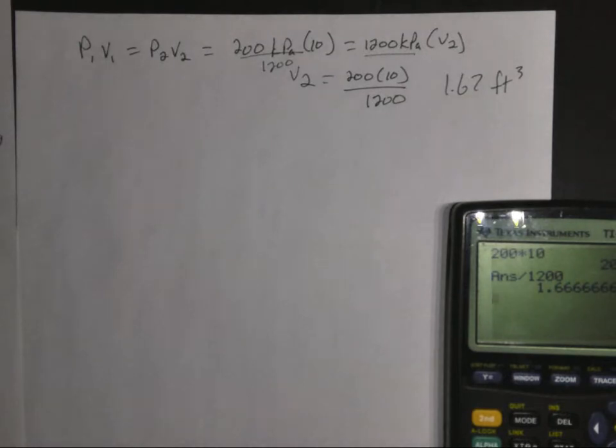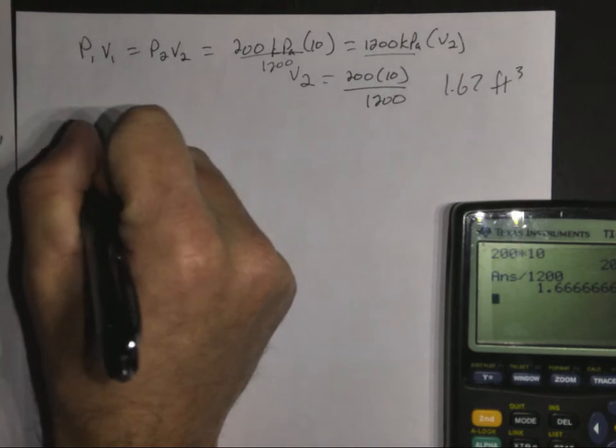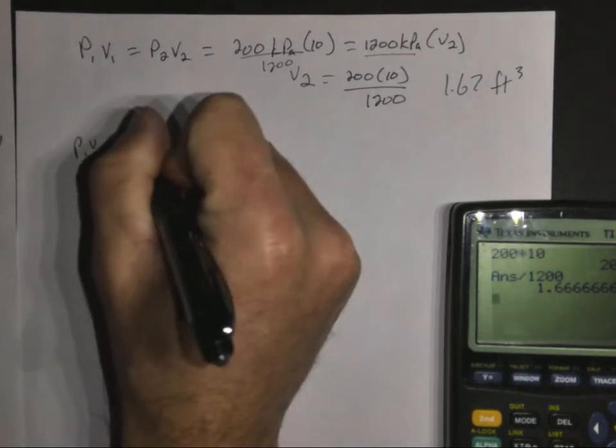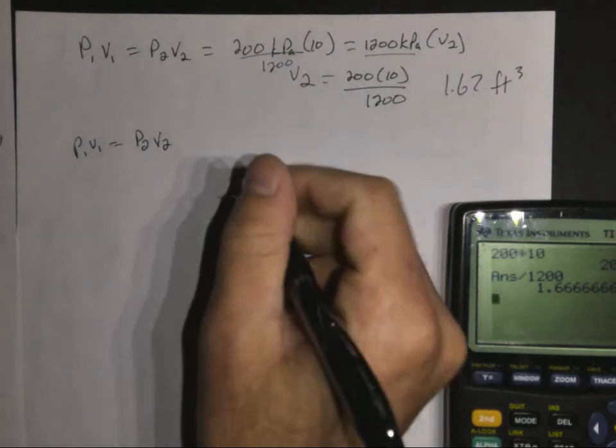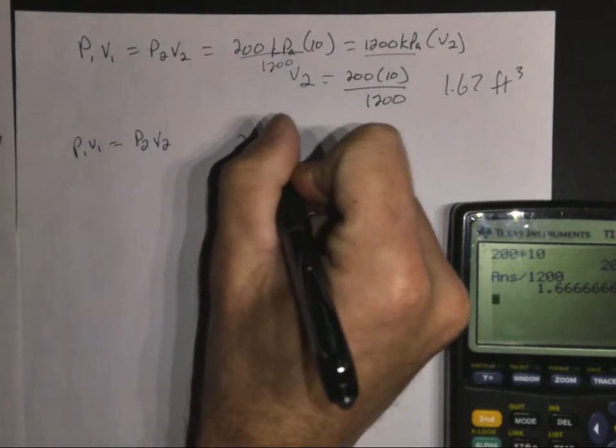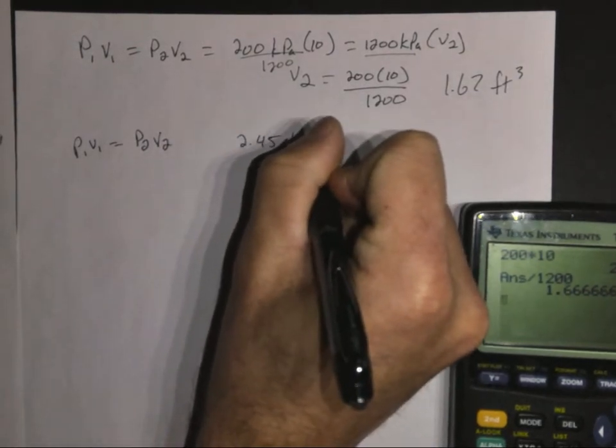Problem number 4 says 45.3 liters of hydrogen sulfide gas is at 2.54 atmospheres. What is the volume at STP, assuming temperature is constant? So that means we don't need to use temperature. So we're given volume and we're given pressure. So we're going to use the same formula. We're going to use P1 V1 equals P2 V2. Okay, so we're going to start with our first pressure. Our first pressure is 2.54 atmospheres.